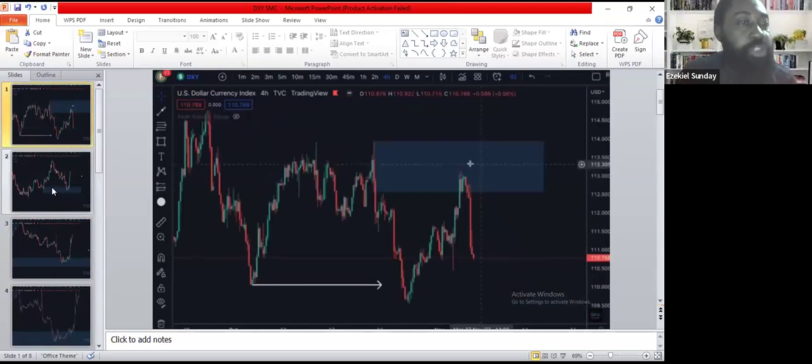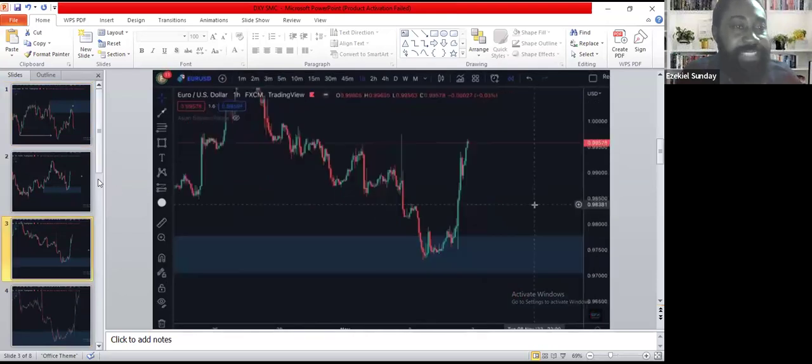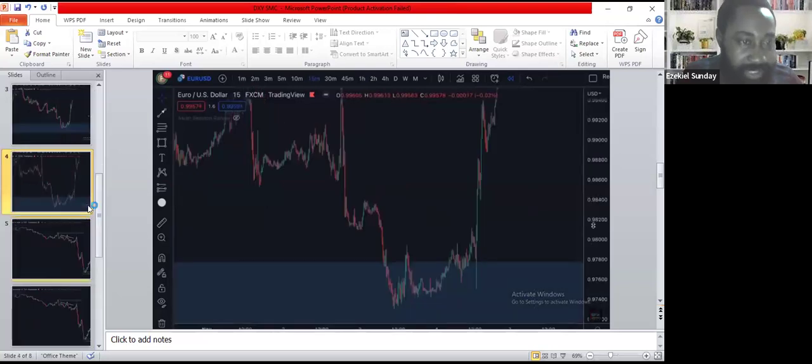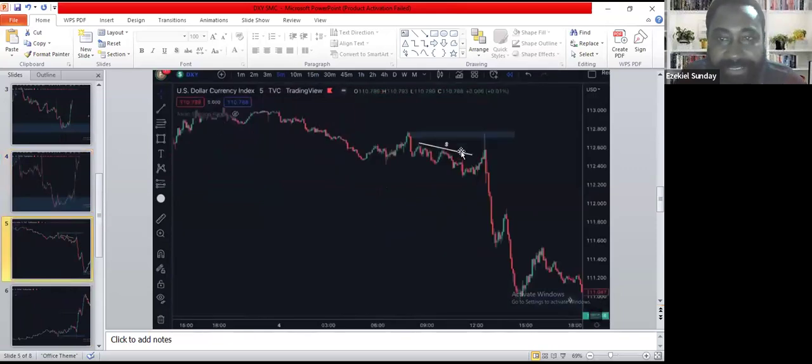Now, when you should not take a trade, let's look at a situation where you should not use DXY and the inverse correlated currency pair to take a trade. Let's look at when you shouldn't. So look at this now. Look at this one. See the DXY.